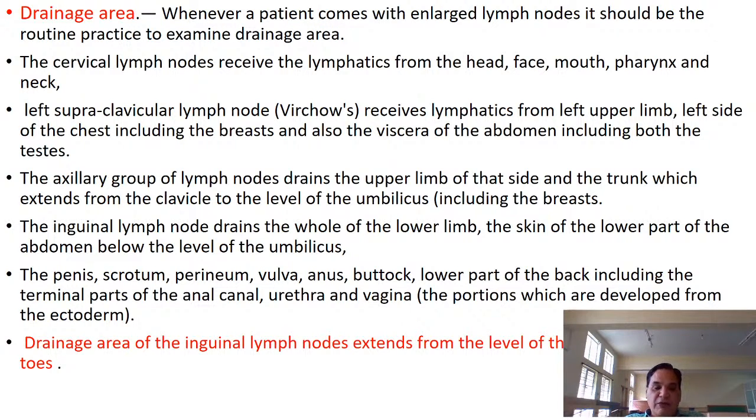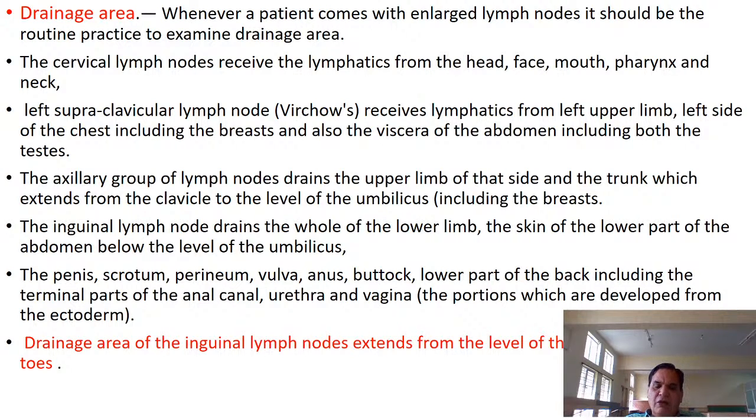Inguinal lymph nodes drain the maximum. The drainage of the inguinal area starts from the level of the umbilicus down to the toes. Very large area for an inguinal lymph node. So you must examine the inguinal lymph node in detail.